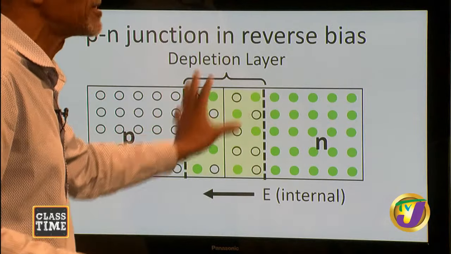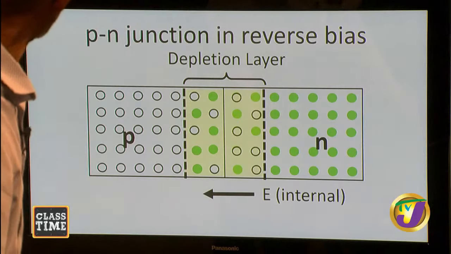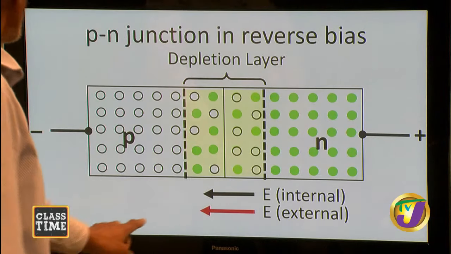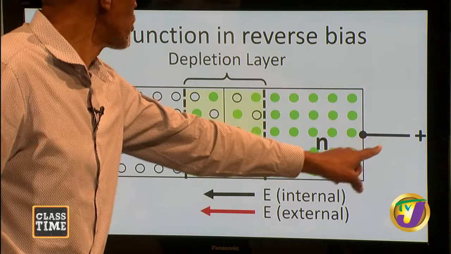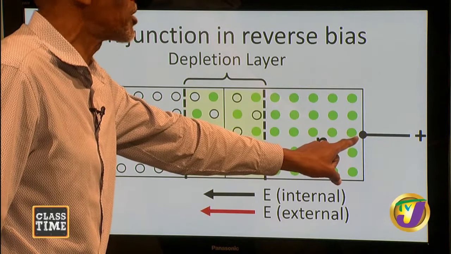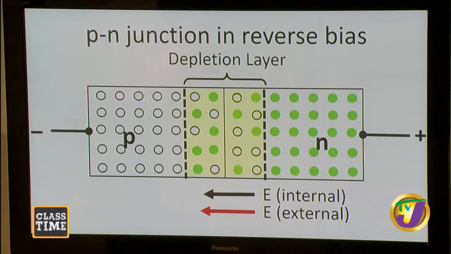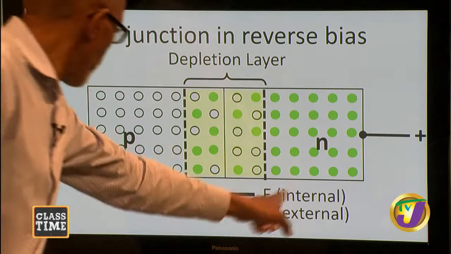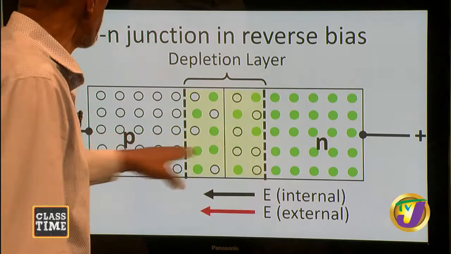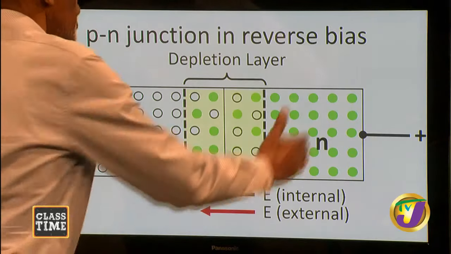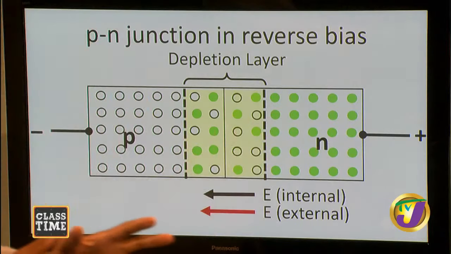This electric field is existing. Now, in a reverse bias, we apply a potential difference, with the positive end of the potential difference to the N side and the negative to the P side. And when that happens, there is an external electric field, right? An external electric field appears, because once we have a potential difference out there, we will have an electric field. So an external electric field applies.